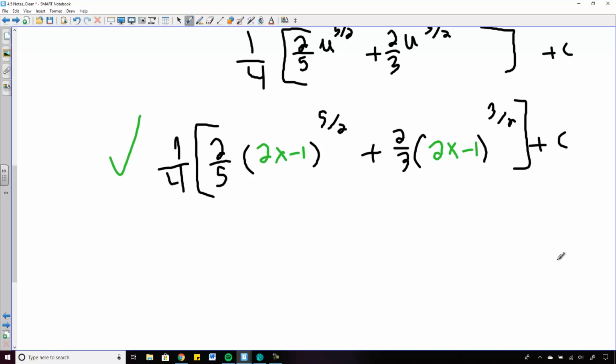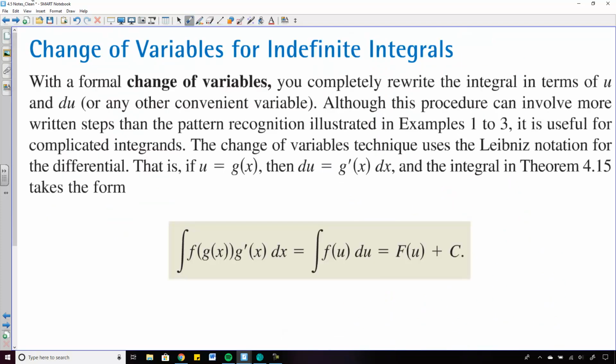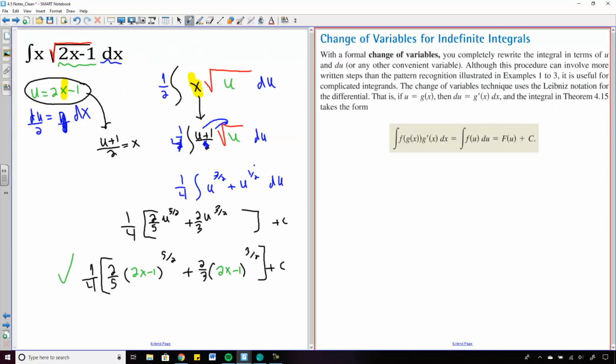All right, so we're moving along pretty good here. Let's see what we want to do next. Next, we want to talk about this. So this is a formal change of variables, they call it. So it's kind of like U-substitution to the next level. Don't forget about this right here.